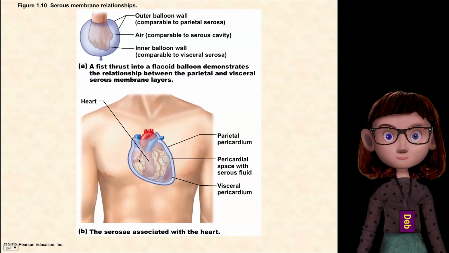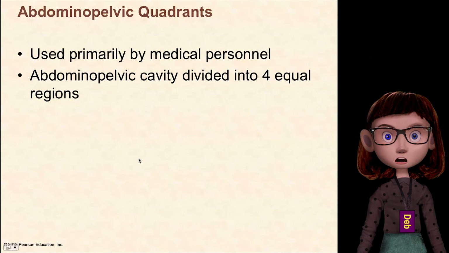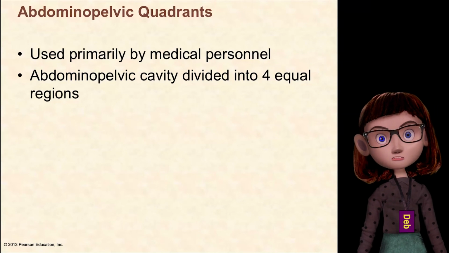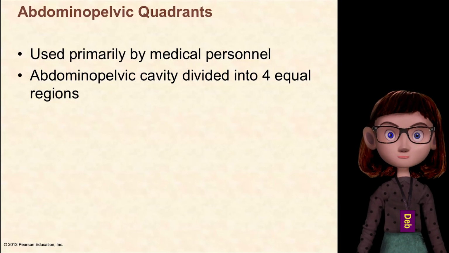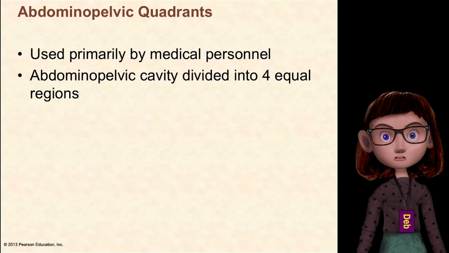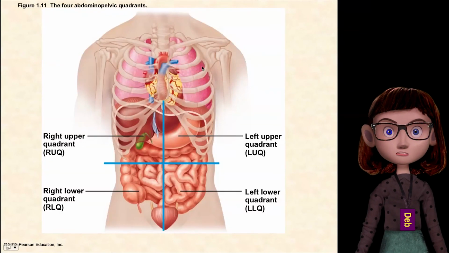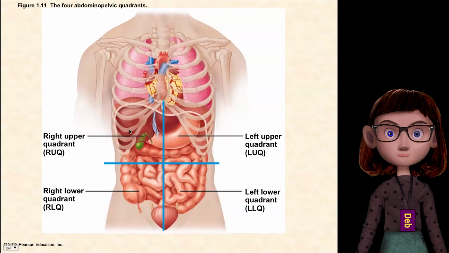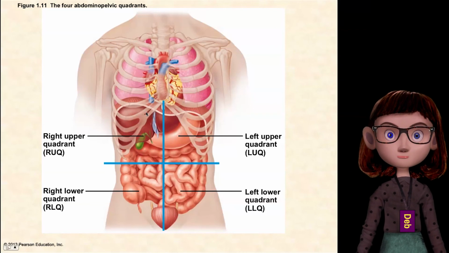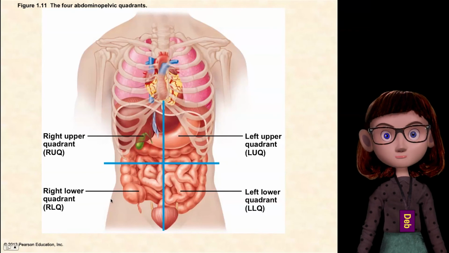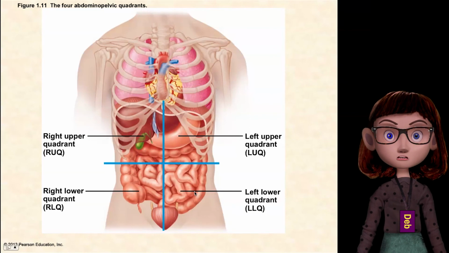The abdominopelvic quadrants. Medical students and medical personnel will often be using quadrants, or actually 9 separate sections, to describe where someone is having some kind of pain or discomfort. So originally the abdominopelvic cavity would be divided into 4 equal regions. And this is pretty easy to remember. You've got your right upper quadrant. Remember, left is always going to be to the right of someone that you're looking at, your patient. Here's the left upper quadrant, the right lower quadrant, and the left lower quadrant.